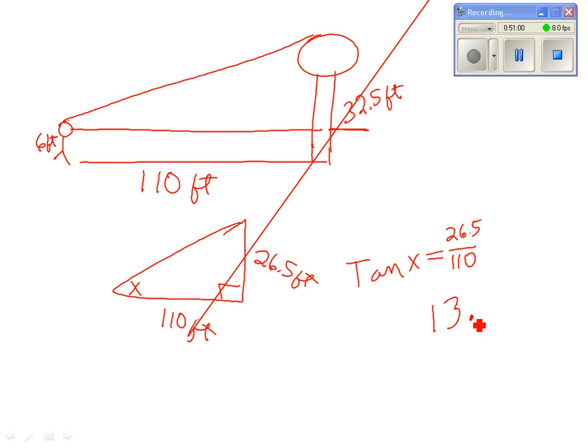No, it's 13.5 because it's 5.4. Oh, okay. 13.5 degrees. And if you round it off to the nearest degree, I wouldn't throw a big fit on that, because that's what I've been telling you to do anyway.